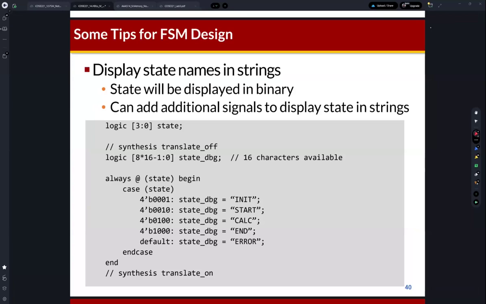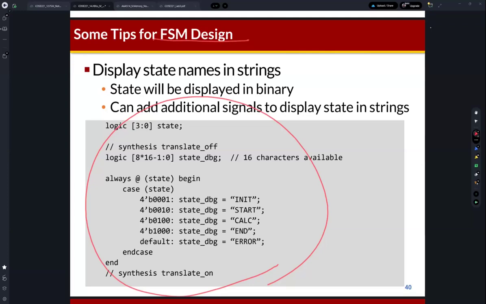Okay, so we are almost there. Some tips for FSM design. I posted the third lab assignment, and in the third lab assignment, you are requested to design an FSM. If you read the skeleton code, like FSM1.sv, you can find this part inside of the skeleton code. These are just some tips for FSM design.